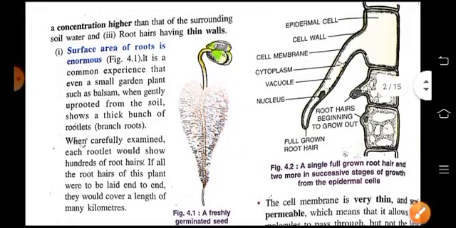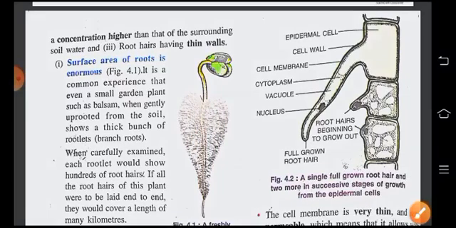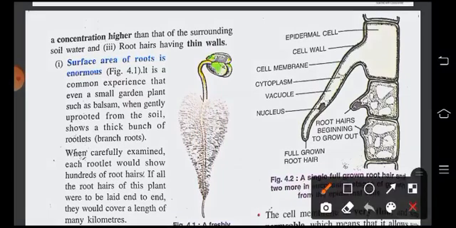Now here also, this is the diagram of a full grown root hair and two more in successive stages of growth from the epidermal cell. So this is the epidermal cell, and from the epidermal cell this root hair starts growing. Now here it has cell wall, cell membrane, then cytoplasm, vacuole, and the nucleus, and these are the growing root hairs. Now this is the full grown root hair. So with the help of this root hair, water is absorbed inside the plant body.